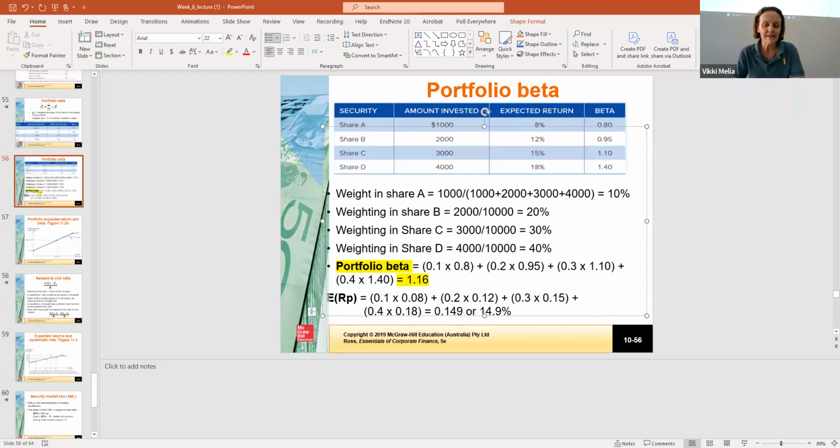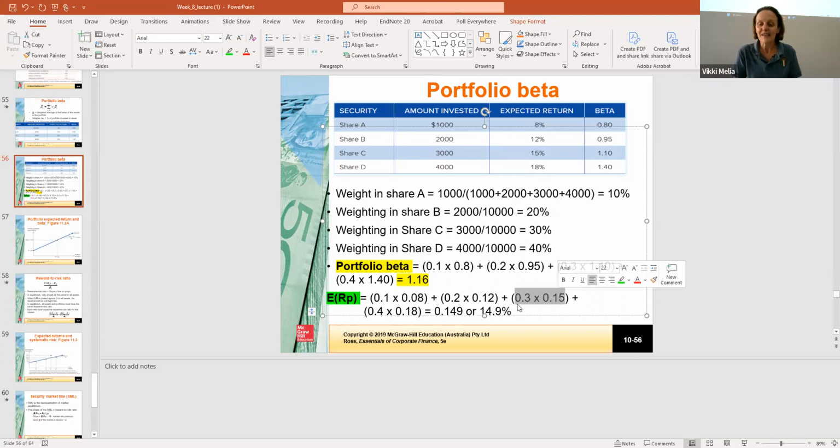We can also calculate the expected return from the portfolio. This is good to have a look at in this example. To calculate the expected return, we actually follow the same process, but instead of multiplying the weight by the beta, we multiply the weight by the expected return for the asset. So for shares in A, we've got 10% of our money invested in A. The expected return from A, up here, it says 8%. So 10% multiplied by 8%. Plus, we've got 20% of our money invested in shares in B. The expected return from B is 12%.